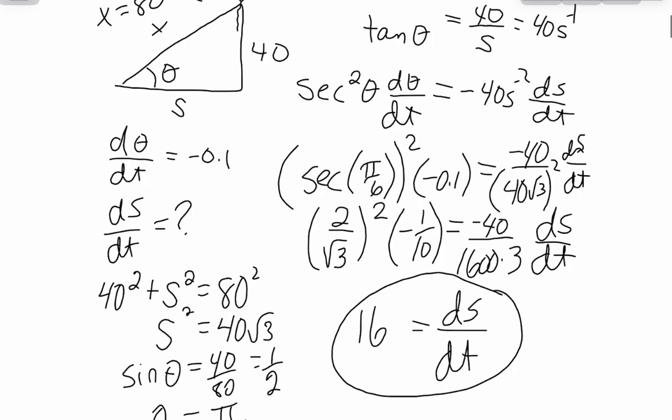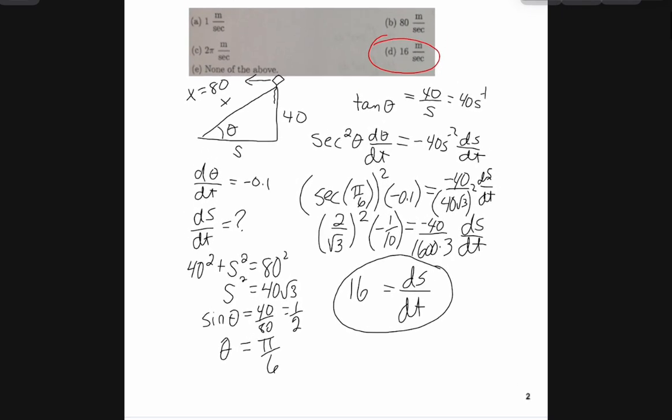So that was the weirdest thing to find. And then to find S, you just use the Pythagorean theorem. So that's how I found S. And just plug the stuff in. So the hardest part is recognizing you have to use a tangent.